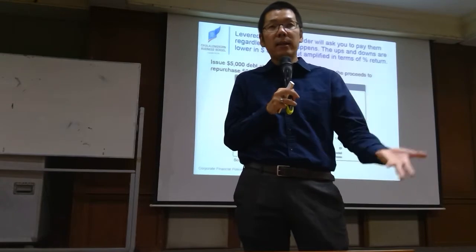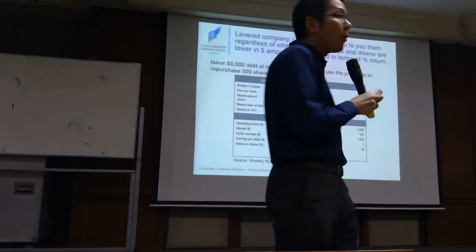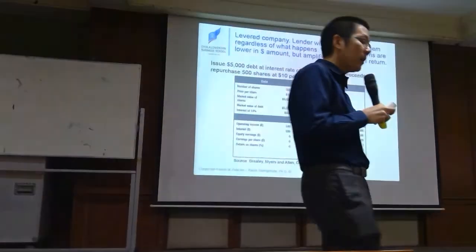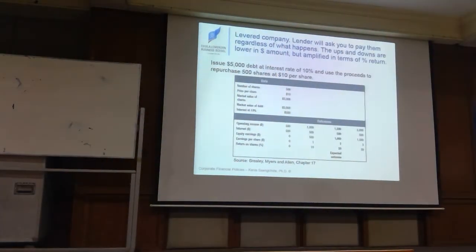So let's say the interest is 10%, you borrow 5,000, so you need to make a 500 payment in every possible state of the world. That means in a bad state of the world, you make 500, you have to pay 500. In a good state of the world, you make 2,000, you still have to pay 500. So what remains for shareholders, the residual amount for shareholders, will be vastly different.